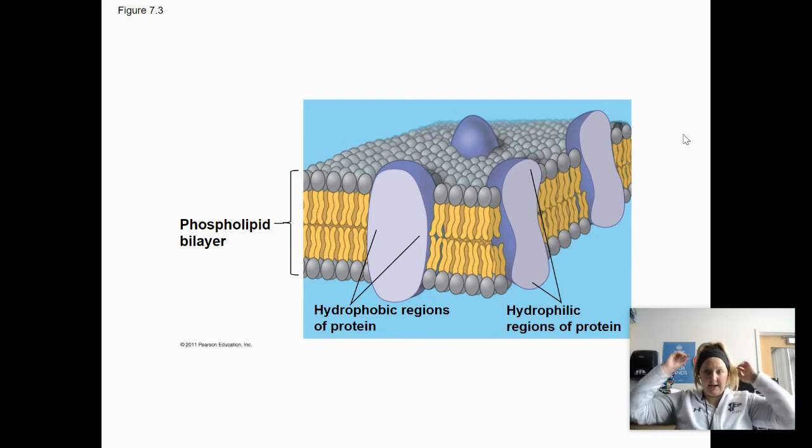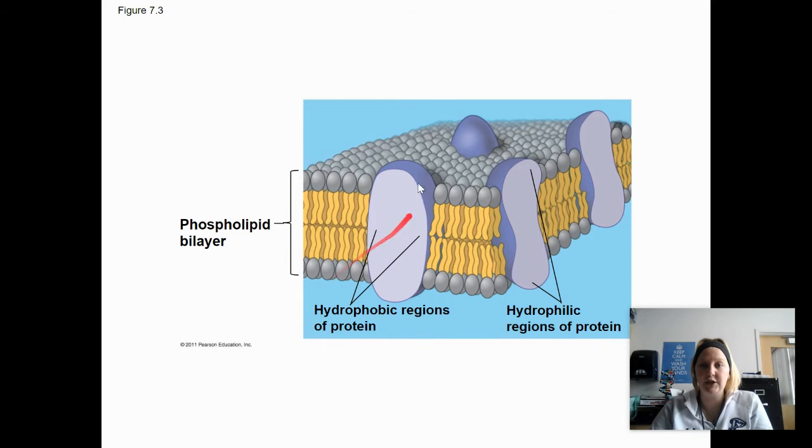This is that mosaic model that they were able to come up with, that proteins here that have both hydrophilic regions and hydrophobic regions are studded randomly throughout a plasma membrane.